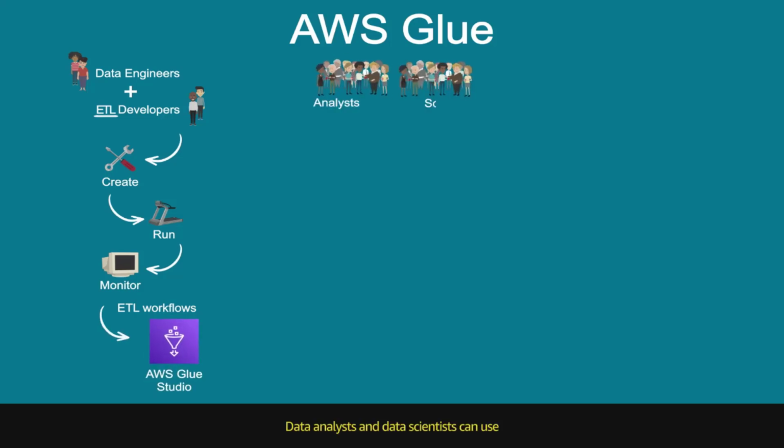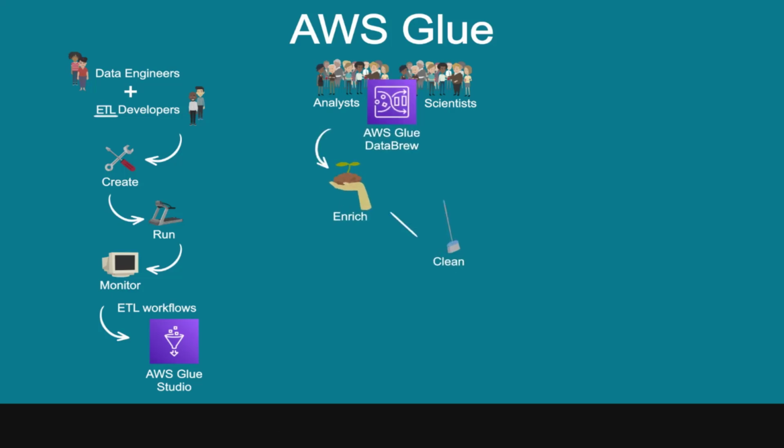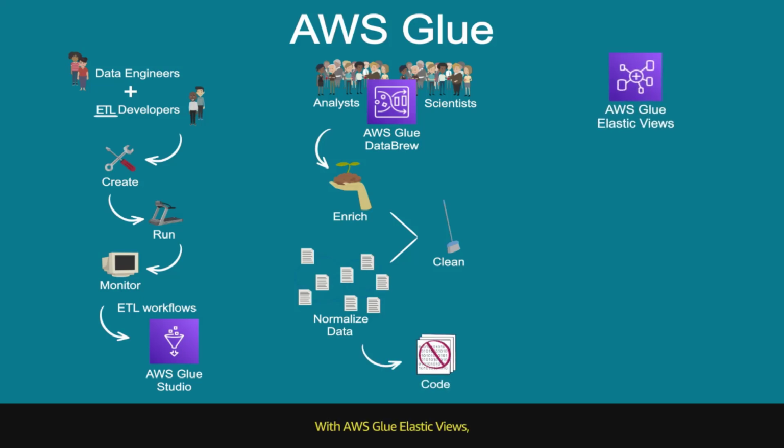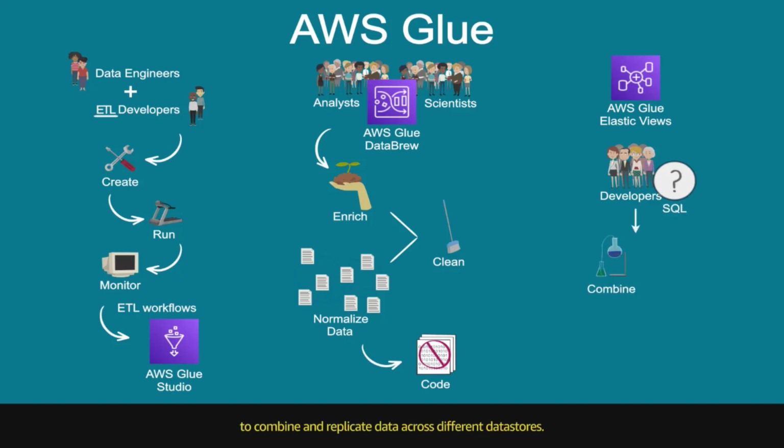Data analysts and data scientists can use AWS Glue DataBrew to visually enrich, clean, and normalize data without writing code. With AWS Glue Elastic Views, application developers can use familiar structured query language, or SQL, to combine and replicate data across different data stores.